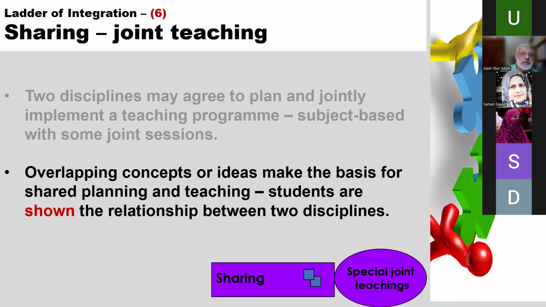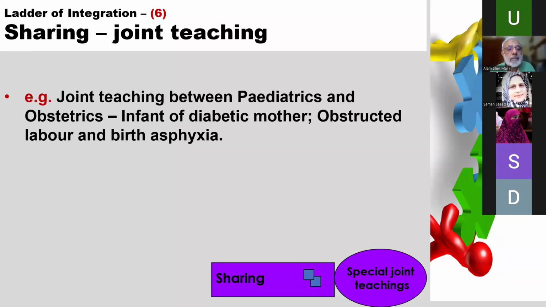If you see in the previous step, the subjects were being taught, but students were left to see the link themselves. But in this level, which is the sixth level of integration, there are joint sessions. So here students are shown the relationship between the two disciplines. Here is an example in the clinical years, let's say joint teaching between pediatrics and obstetrics, like infant of diabetic mother, obstructed labor, birth asphyxia.